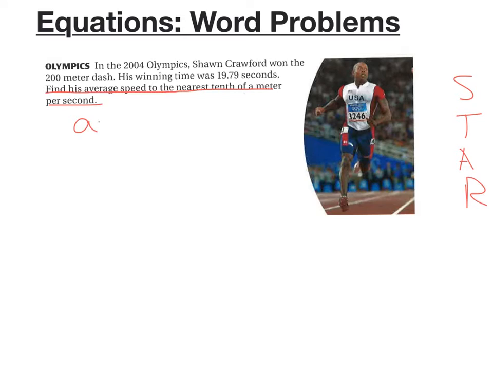And I'm going to make sure I say what that represents. A is the average speed. Now I want to make sure I put a box around the important information. So I'm looking for the speed. I know I'm going to need to know how far he traveled. Let's put a box around that information.